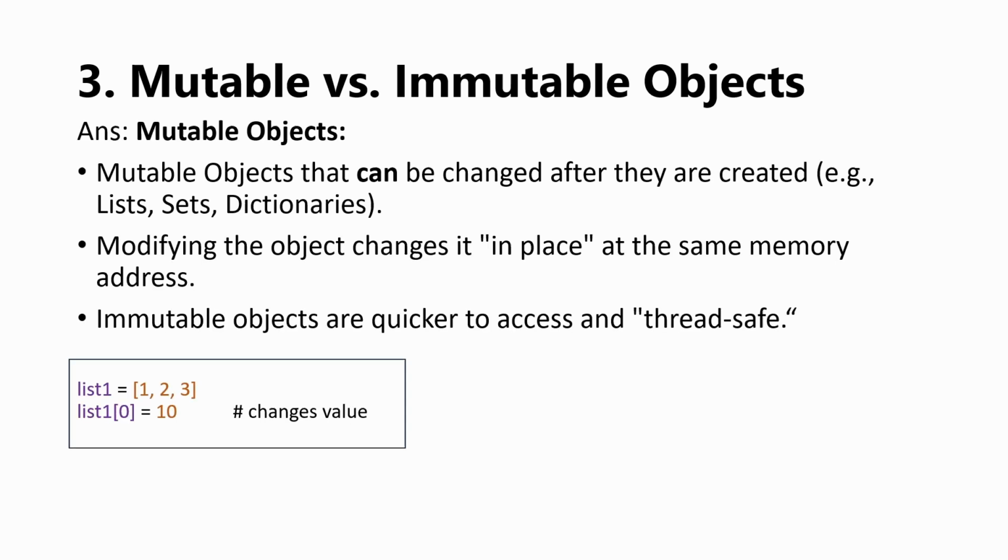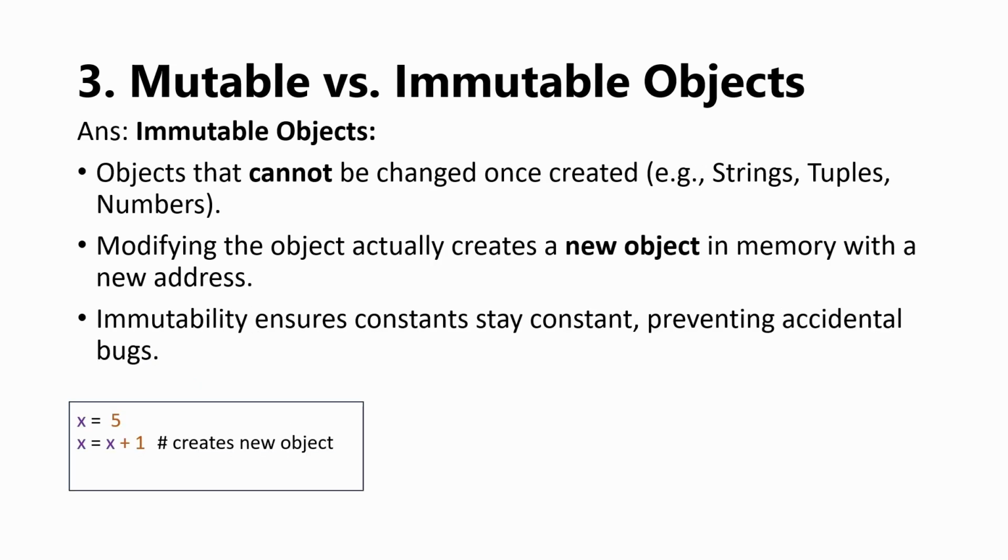Our next question is what are mutable and immutable objects? And the answer for this question is mutable objects are those whose values can be changed after creation, like a list. For example, you can modify elements inside a list. Immutable objects cannot be changed once created, like integers or strings. If you try to modify them, Python creates a new object instead of changing the original one.